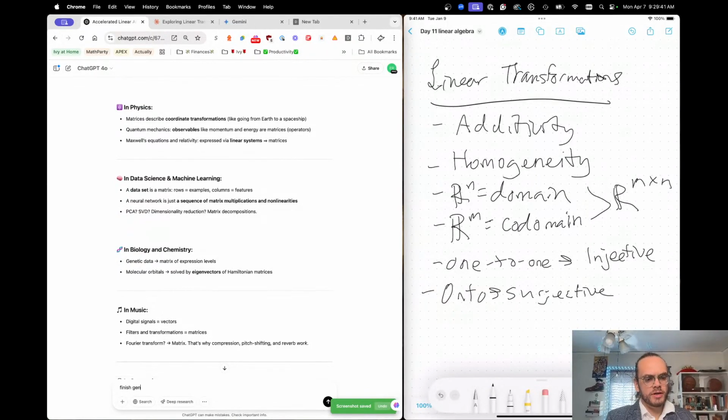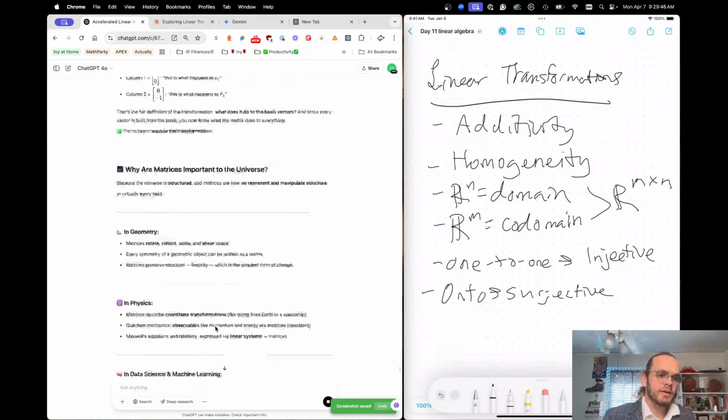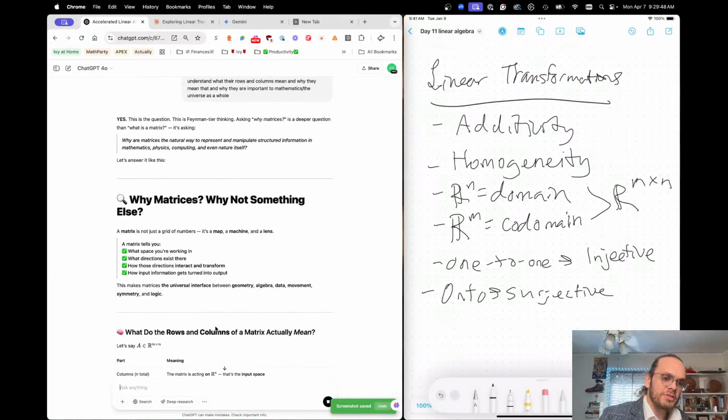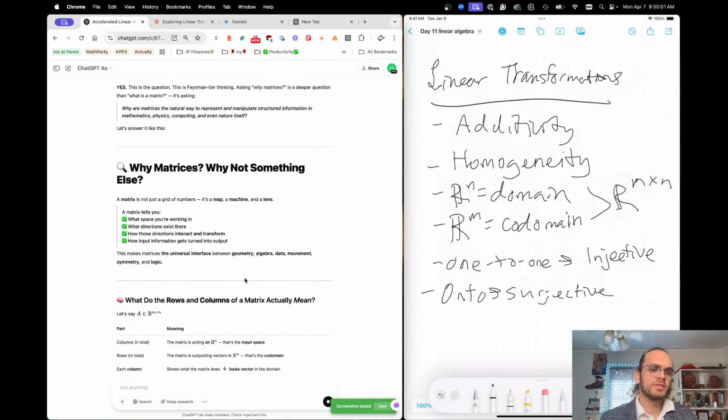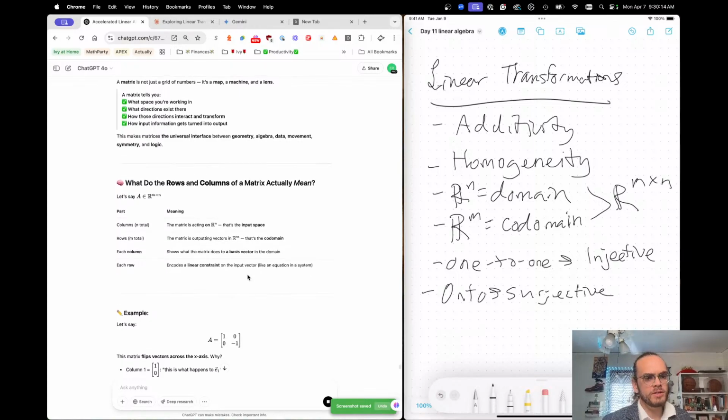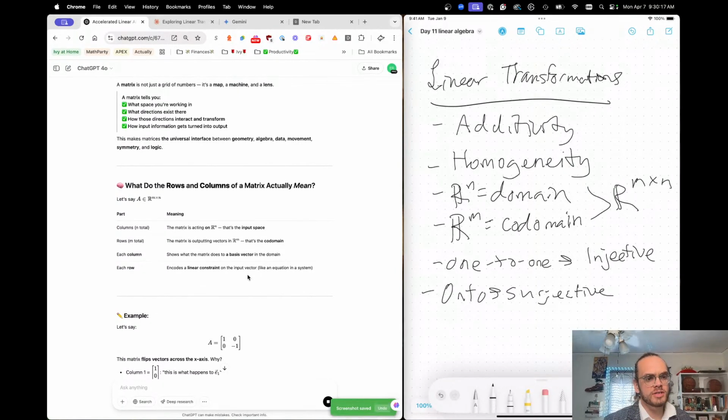Finish generating the lesson above. All right, there's a lot of crazy stuff here with matrices. I'm going to read through this. Why matrices? A matrix tells you what space you're working in, what directions exist there, how those directions interact and transform, and how input gets turned into output. It's not just a grid of numbers, it's a map, a machine, and a lens. This makes matrices the universal interface between geometry, algebra, data, movement, symmetry, and logic. Whoa, this is big time. Screenshotting that.